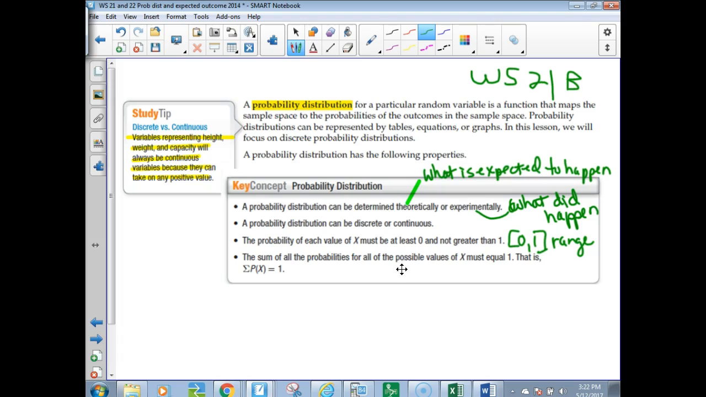The sum of the probabilities for all possible values of x must equal 1. That means, and maybe you haven't seen this notation, I know a lot of you have on those tie-dyed shirts, which means you're in chem, the sum. It's called sigma. This means the sum of the probabilities of x is 1. That's what that says.